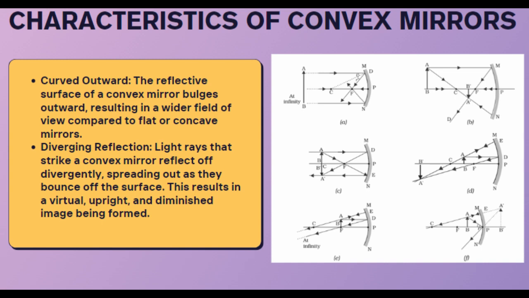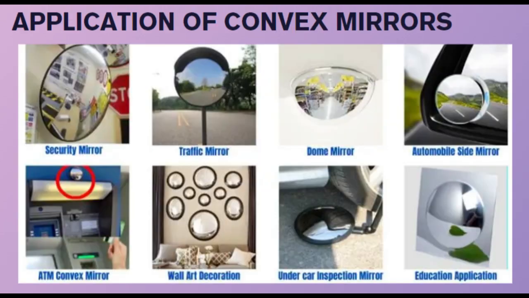Safety. Due to their wide field of view and ability to reflect light in multiple directions, convex mirrors are used for safety purposes. They help drivers monitor blind spots, navigate traffic, and avoid collisions by providing a broader perspective of the road. Rear-view mirrors in vehicles. Convex mirrors are used as rear-view mirrors in automobiles to provide drivers with a wider field of view, enabling them to monitor traffic behind and navigate safely by eliminating blind spots.